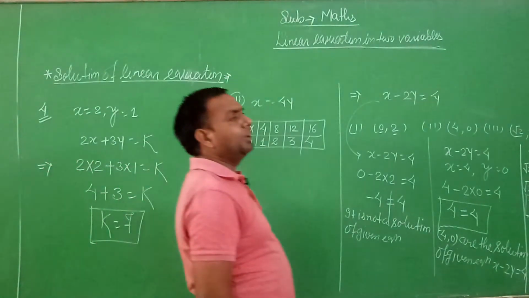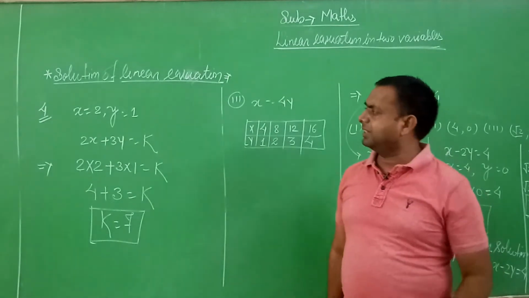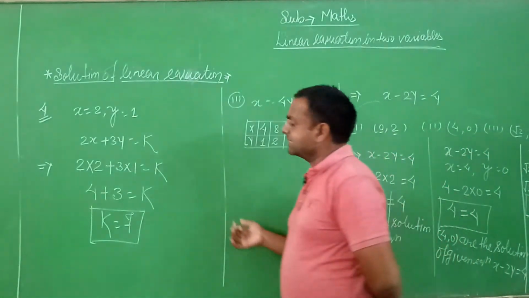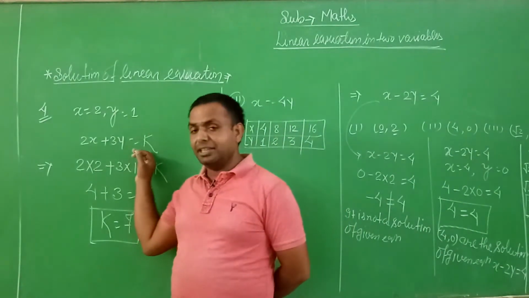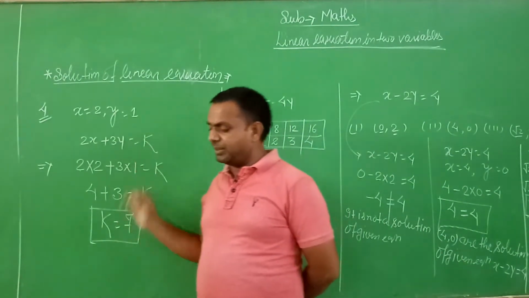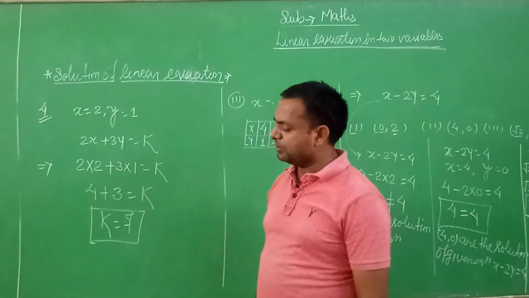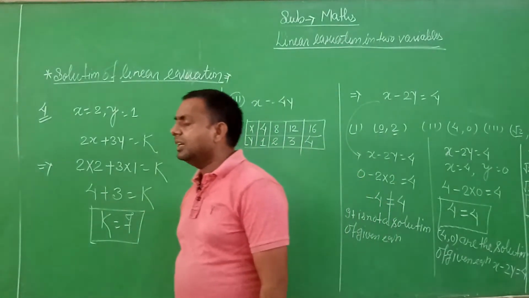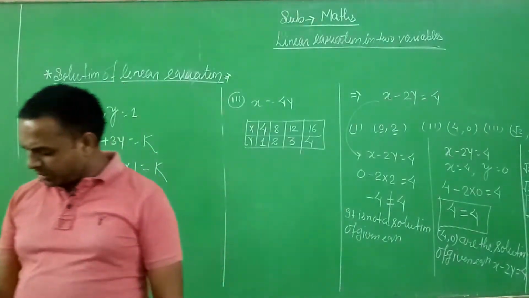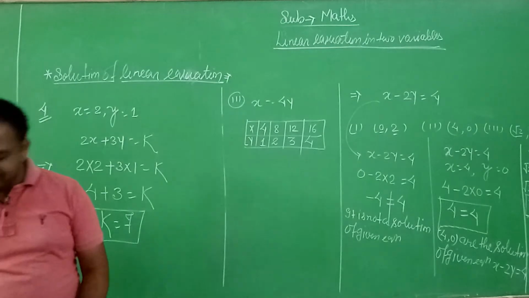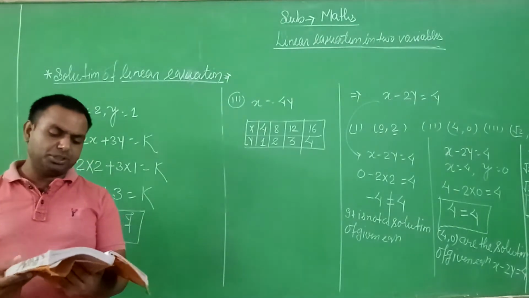So if the values of x and y are given, then you can easily find the value of any constant given in the question. Here the constant is given in the form of k, so the value of k is equal to 7. This exercise is completed.